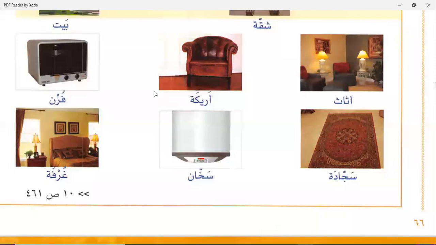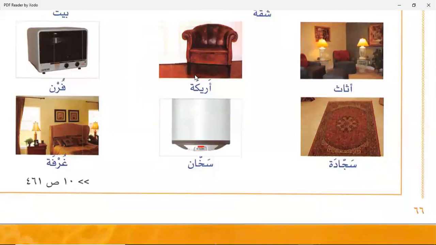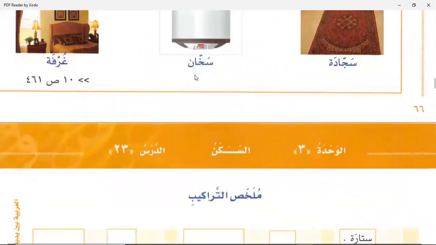Assalamu alaikum. Wa alaikum assalam. Ladaina sajadatun jamilatun. Good. Ladaina sakhonu jamil. Jamilun. Ladaina ufatun jamilatun. Okay, good.